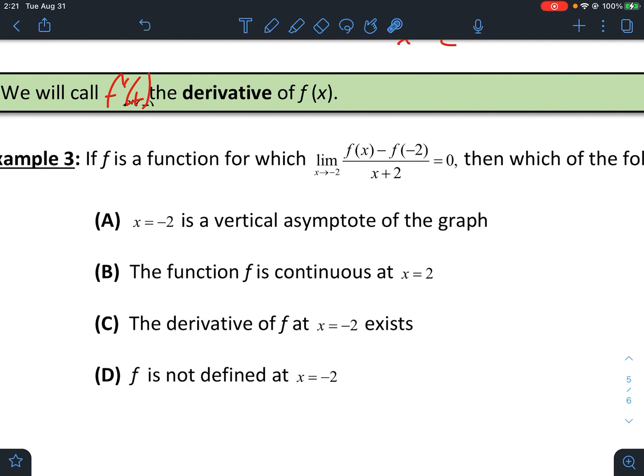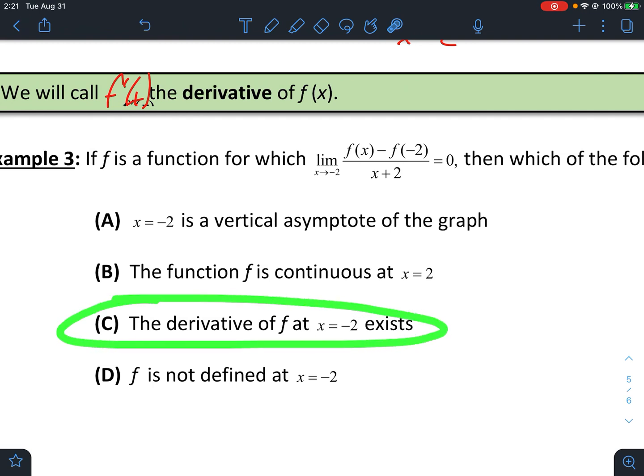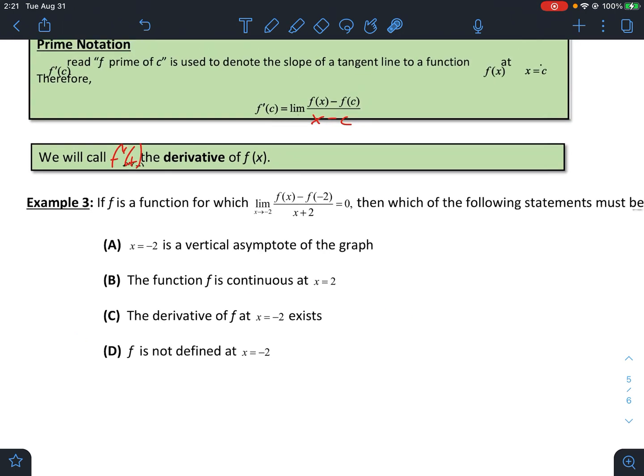Which brings us to C. The derivative of f at x equals negative 2 exists. This is the derivative of f at x equals negative 2. And we're being told it exists. And not only does it exist, but the answer is 0. But that doesn't matter. All that matters is that it does exist. So our answer for this problem would be C.